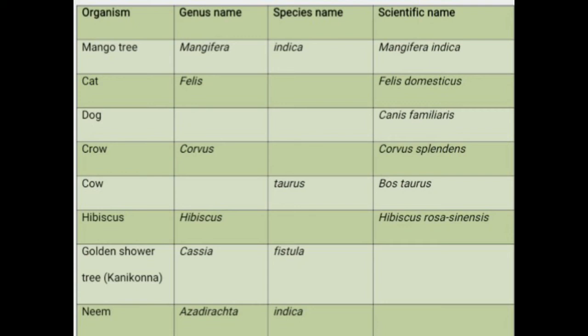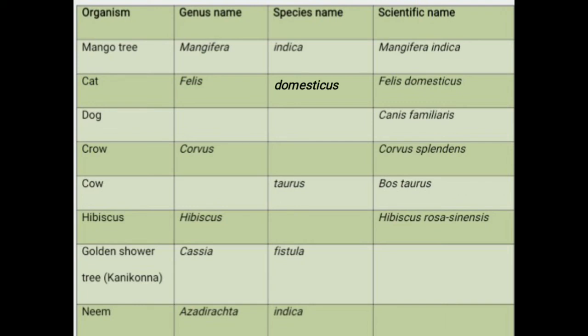The next is golden shower tree. Golden shower tree, in Kerala it is commonly known as Kanikonna. Its genus name is given, Cassia, and its species name is fistula. What about the scientific name? Yeah, it is Cassia fistula. By joining the two names, we will get the scientific name. Then what about neem? The genus name is Azadirachta and species name is indica. So the scientific name will be Azadirachta indica.